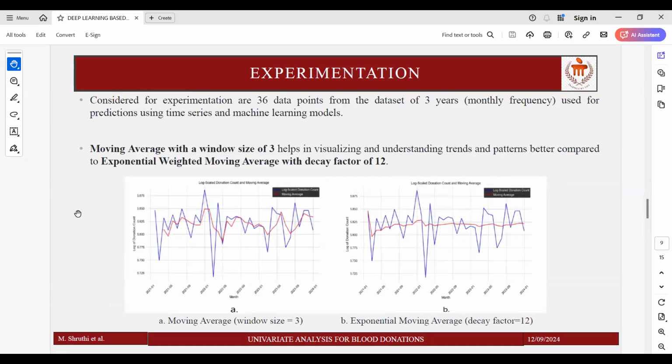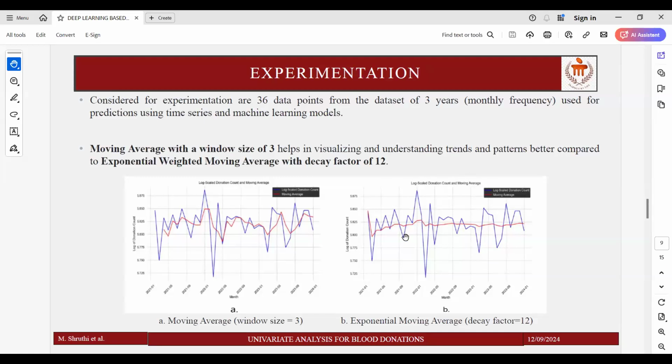Once the transformations and the stationarity testing are done, the further experimentation is in terms of predictions of the data points that are considered for the experimentation. So the moving average model was considered. This basically helps in identifying the patterns and trends in the time series data. I have used a moving average with a window size of 3, which helps in visualizing and understanding the trends. If I consider a larger window size, it will flatten the entire pattern, so we will not be able to understand the trends in the patterns.